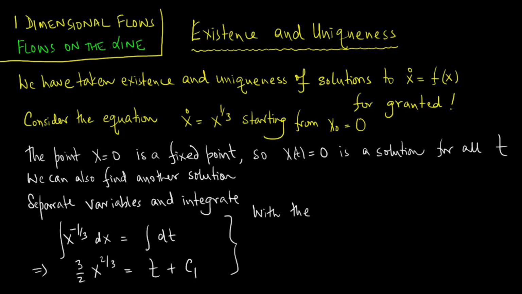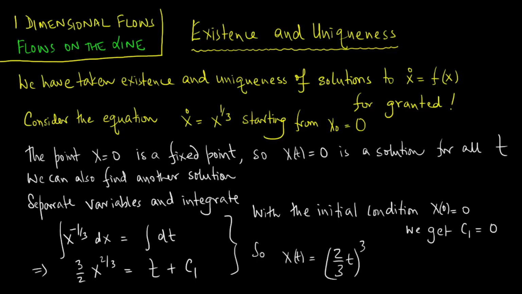So with the initial condition x of 0 is equal to 0, we get c1 is equal to 0. So x of t is equal to (2/3 t) to the power of 3 on 2 is another solution to this differential equation. So we have a situation where we actually have two solutions to the differential equation. One is x of t is equal to 0 and the other is that x of t is equal to (2/3 t) to the power 3 on 2.